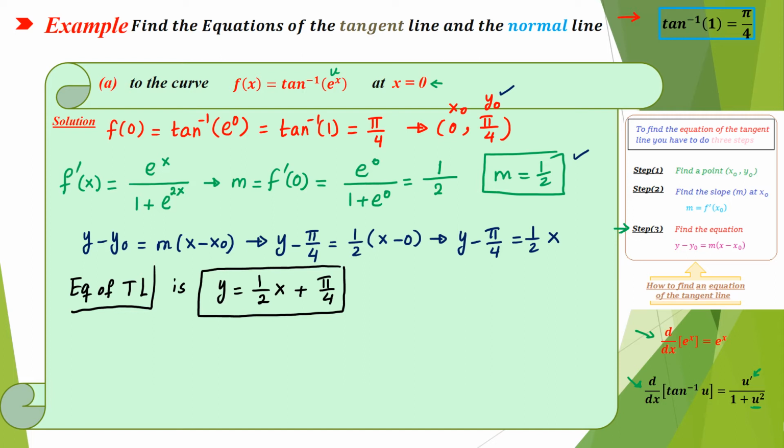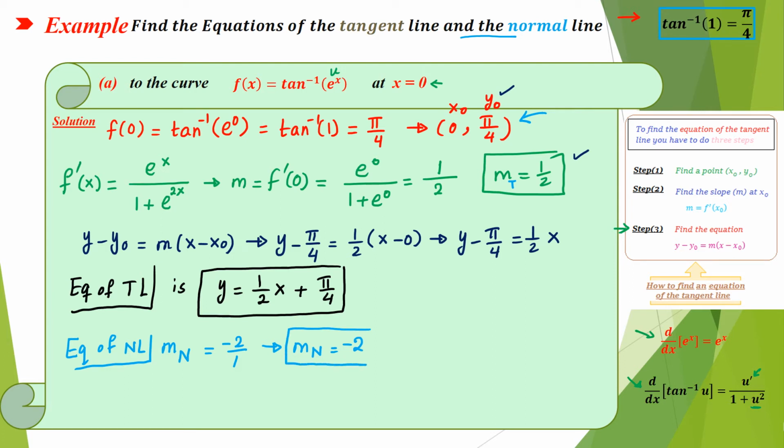For the other part of the question, you have to find the equation of the normal line. So for the normal line, you have to use the same point x0, y0, but you have to find the slope of the normal line, which is m of n, and this equals the reciprocal of m of the tangent line, and you have to change the sign of the slope, so it will be negative 2 over 1. So the slope of the normal line is equal to negative 2.